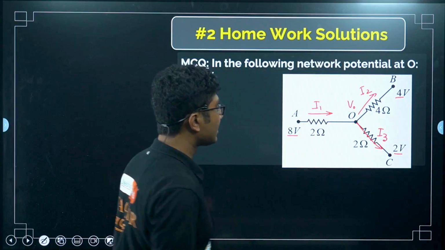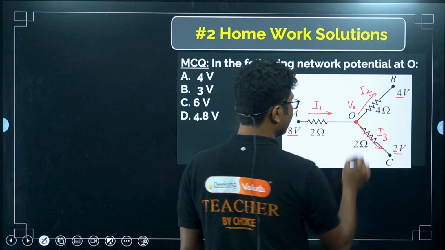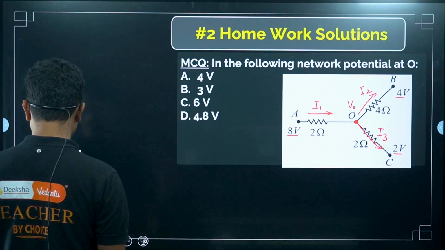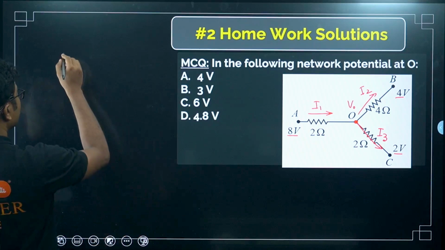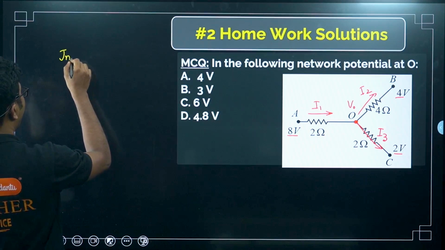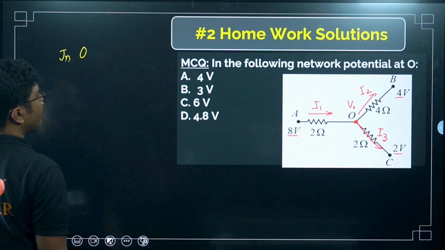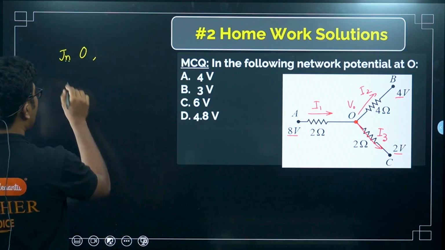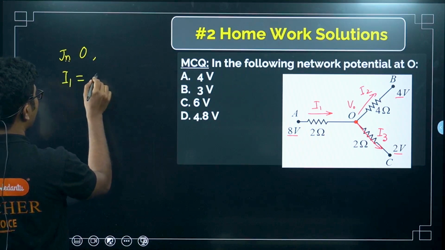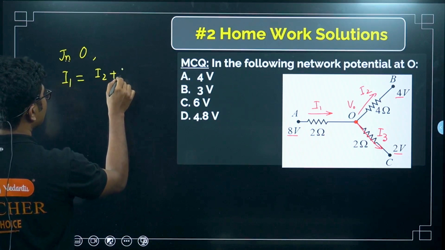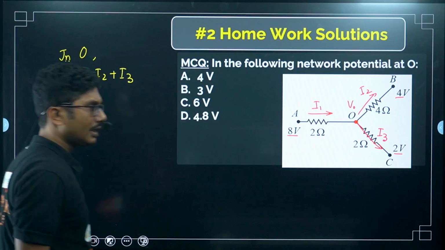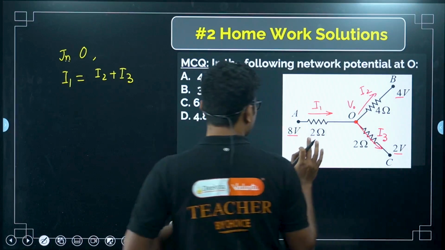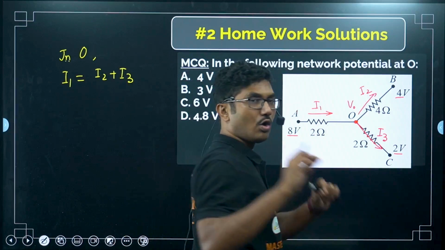Now at the junction O, if I apply the junction rule, then we can write I1 is basically I2 plus I3. Simple, right? So this KCL part is done. Next we will apply simple Ohm's law.